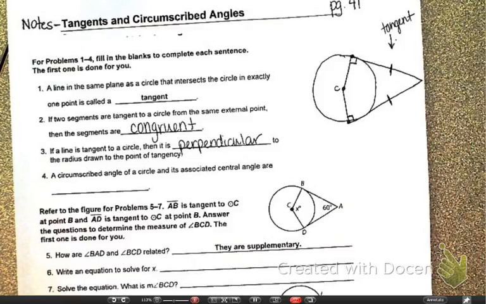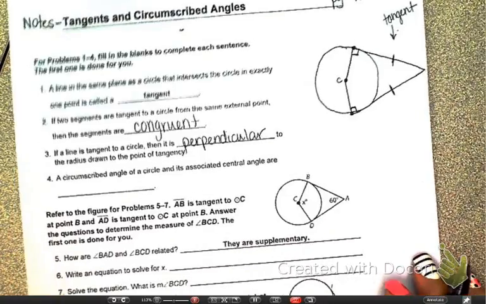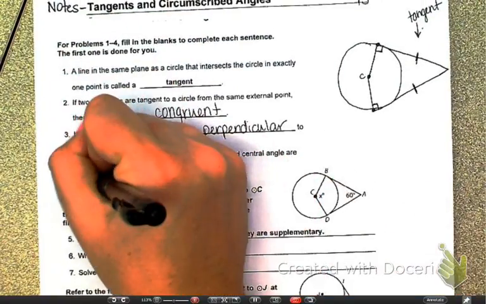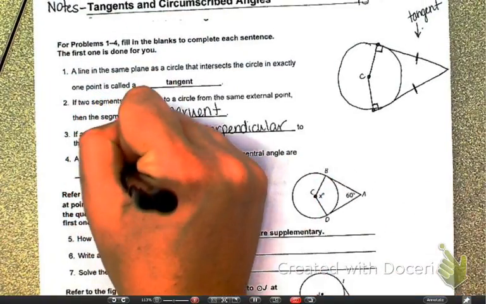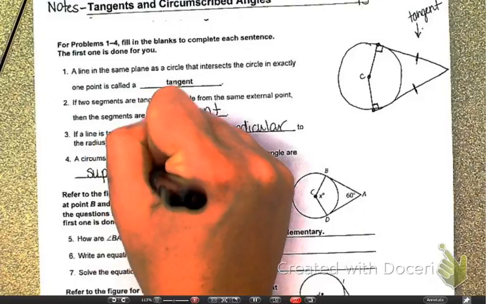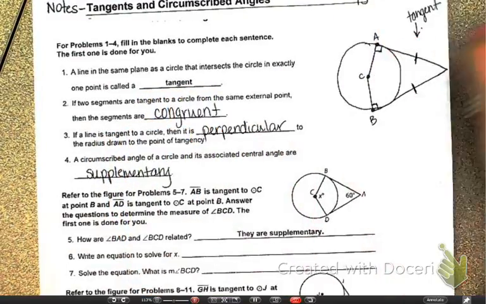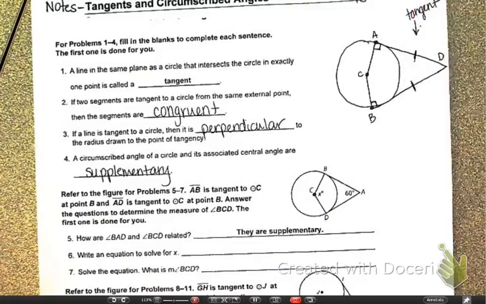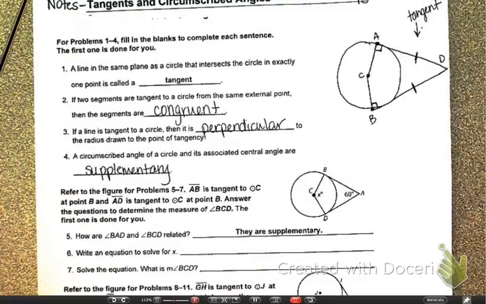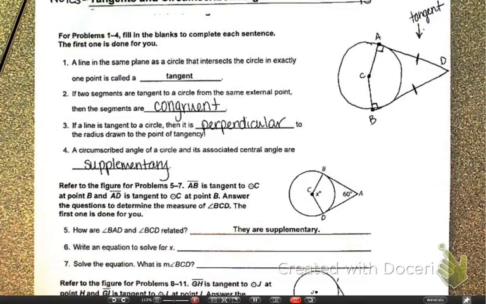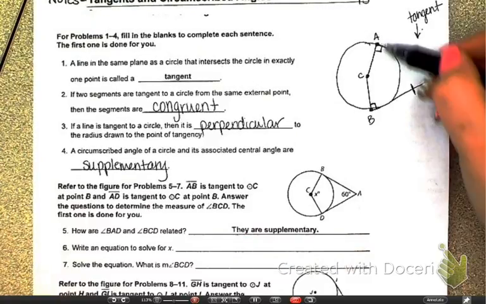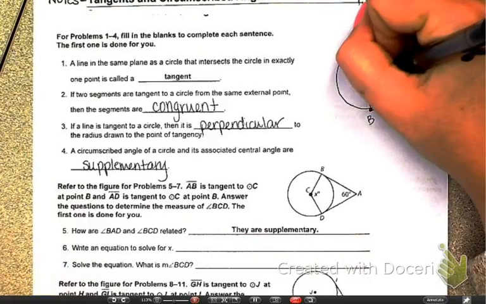And then lastly, we have a circumscribed angle of a circle and its associated central angle. And those two angles are going to be supplementary. So let me label some things. Can someone tell me what the central angle is going to be? Angle C, or angle ACB, right? Here's my central angle.